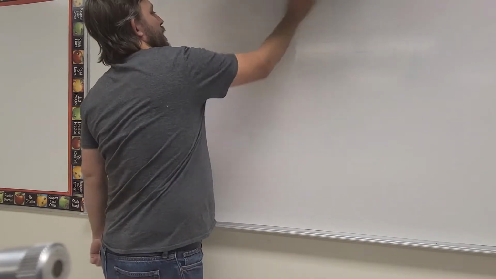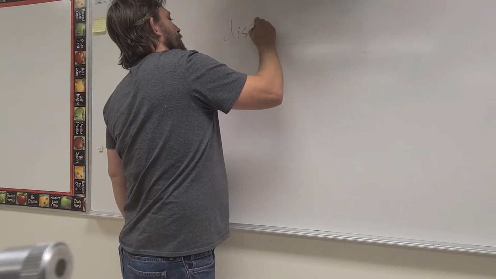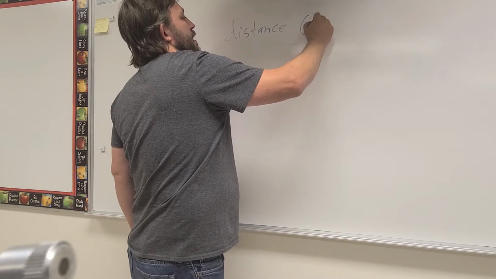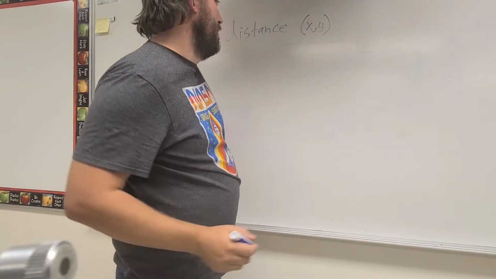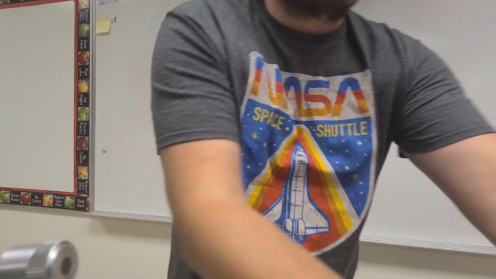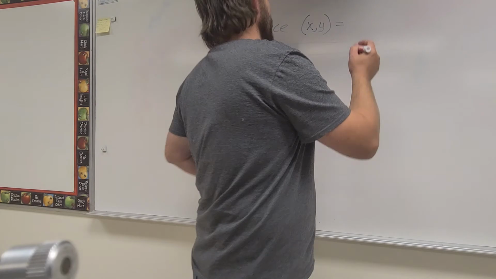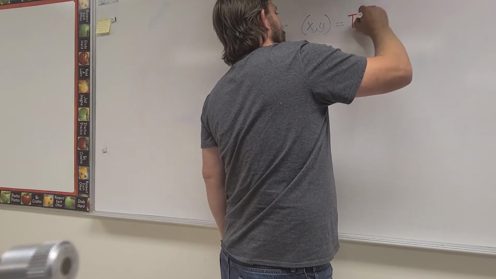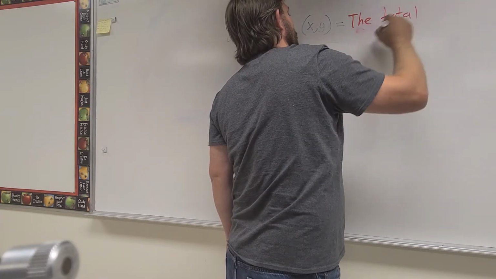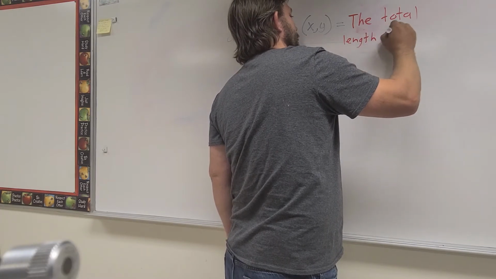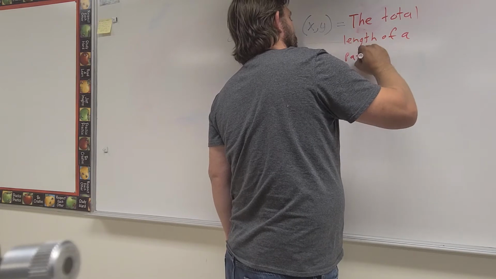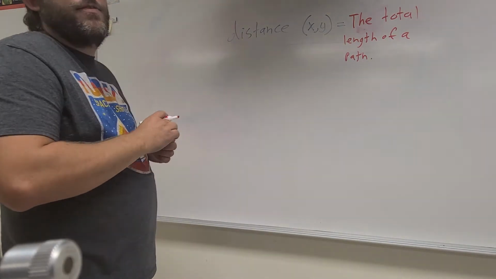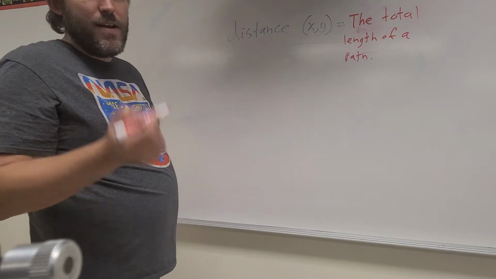And distance, which we typically give the variable x, and sometimes y if we're dealing with 2 dimensions. Distance means, let me use a different color here because that's coming out a little dim. Distance means total length. I'll write it in a full sentence here. The total length of a path. Okay, so basically, if we add up all the parts of our path, forward, backwards, left, right, distance is always going to be a positive number.